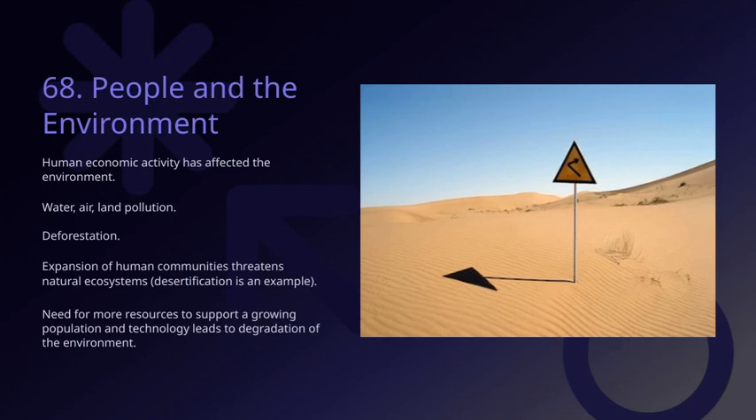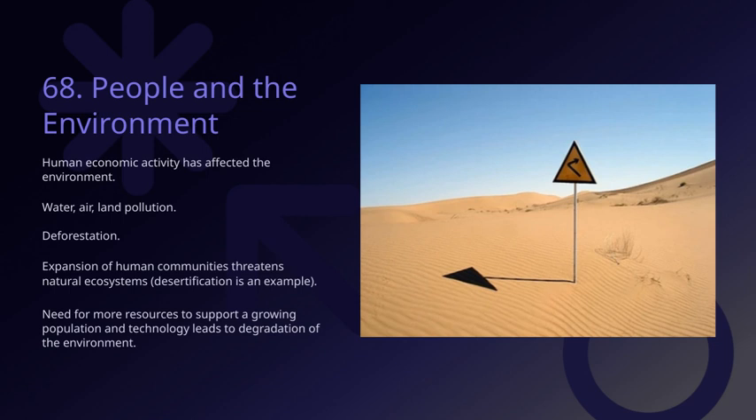As our populations grow and technology advances, there's an increasing demand for resources to support our daily lives. Unfortunately, this expansion often leads to environmental degradation. For example, when human communities spread into new areas, they can threaten natural ecosystems, sometimes causing processes like desertification, where fertile land turns into desert. Deforestation is another major issue, as forests are cleared to make way for agriculture, development, or resources. This not only destroys habitats, but also impacts climate regulation.